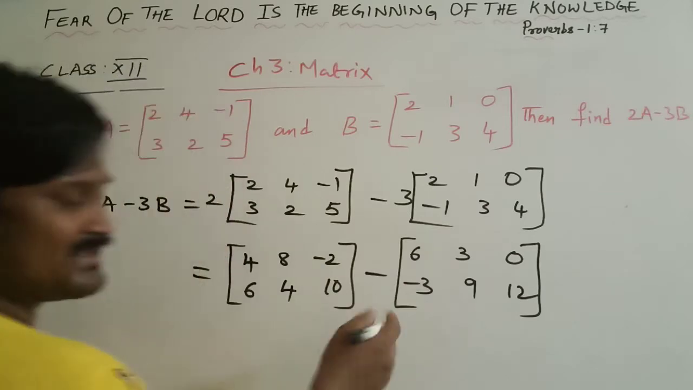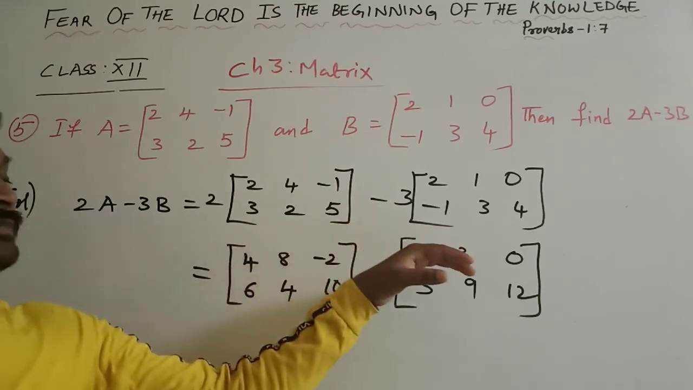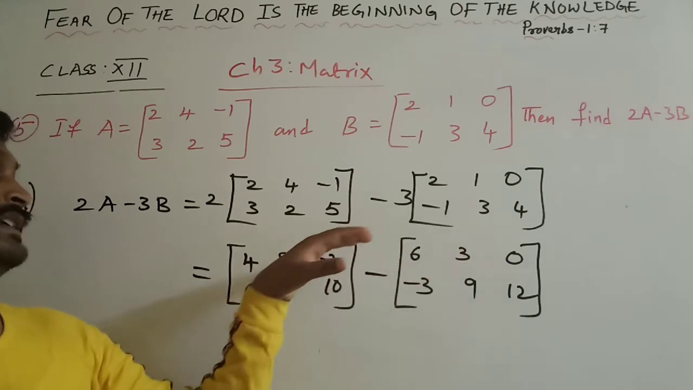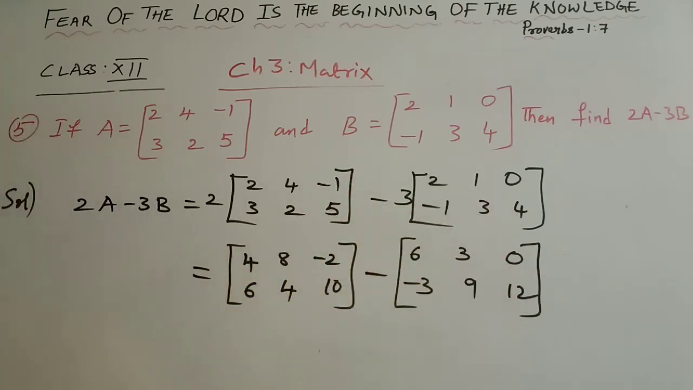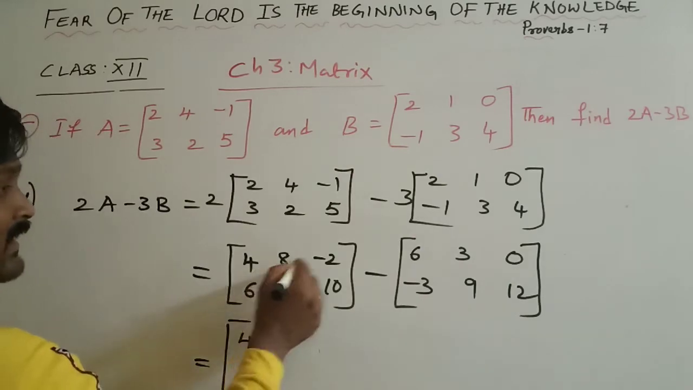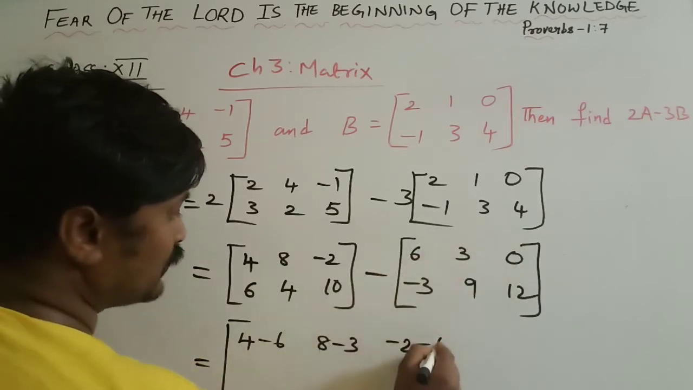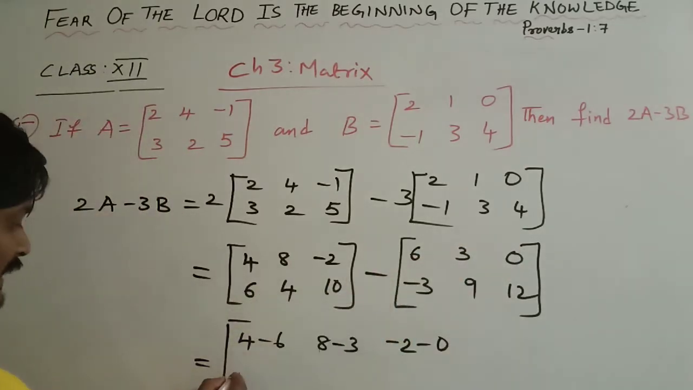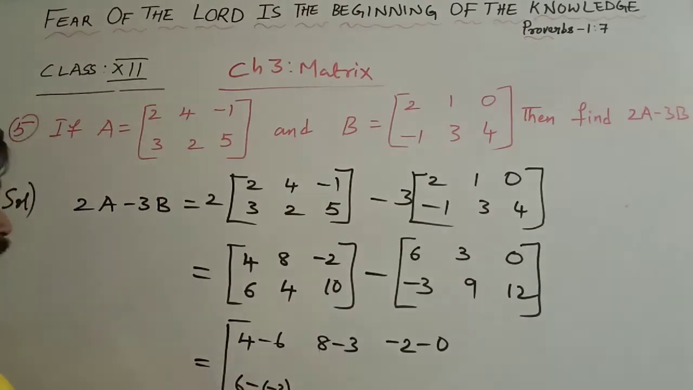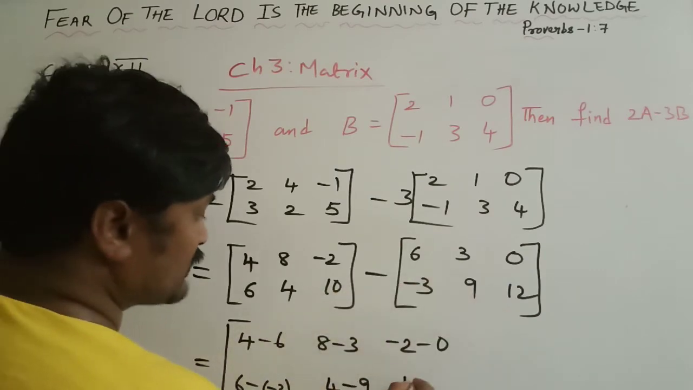And subtraction is a very normal subtraction, but remember, if you want to subtract these two matrices, the first element needs to be subtracted from the first element, the second element from the second element, the third element from the third element, in that way. So now observe. 4 minus 6. Next, 8 minus 3. Minus 2 minus 0. Next, 6 minus of minus 3. Next, 4 minus 9, 10 minus 12.